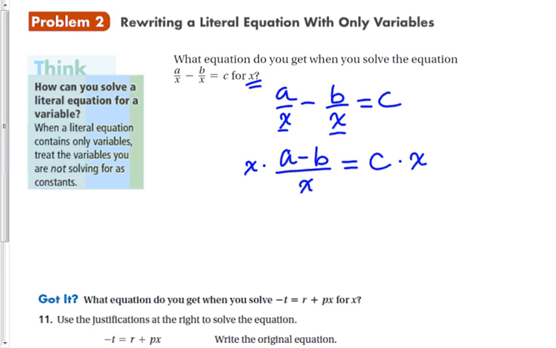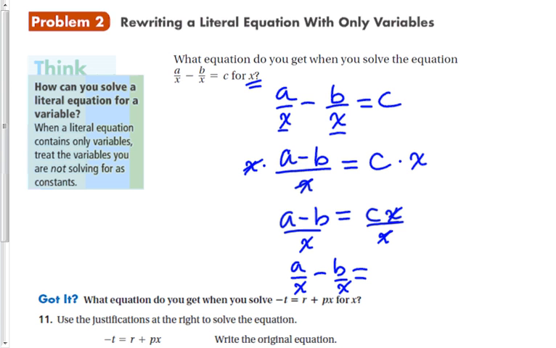So when I do that, this cancels this x and I just get a minus b. And over here I get c times x. One last step to get x all by itself is just to divide both sides by x. And if I want, I can simplify this into fraction form. On the left side, those x's cancel, x divided by x is just 1.